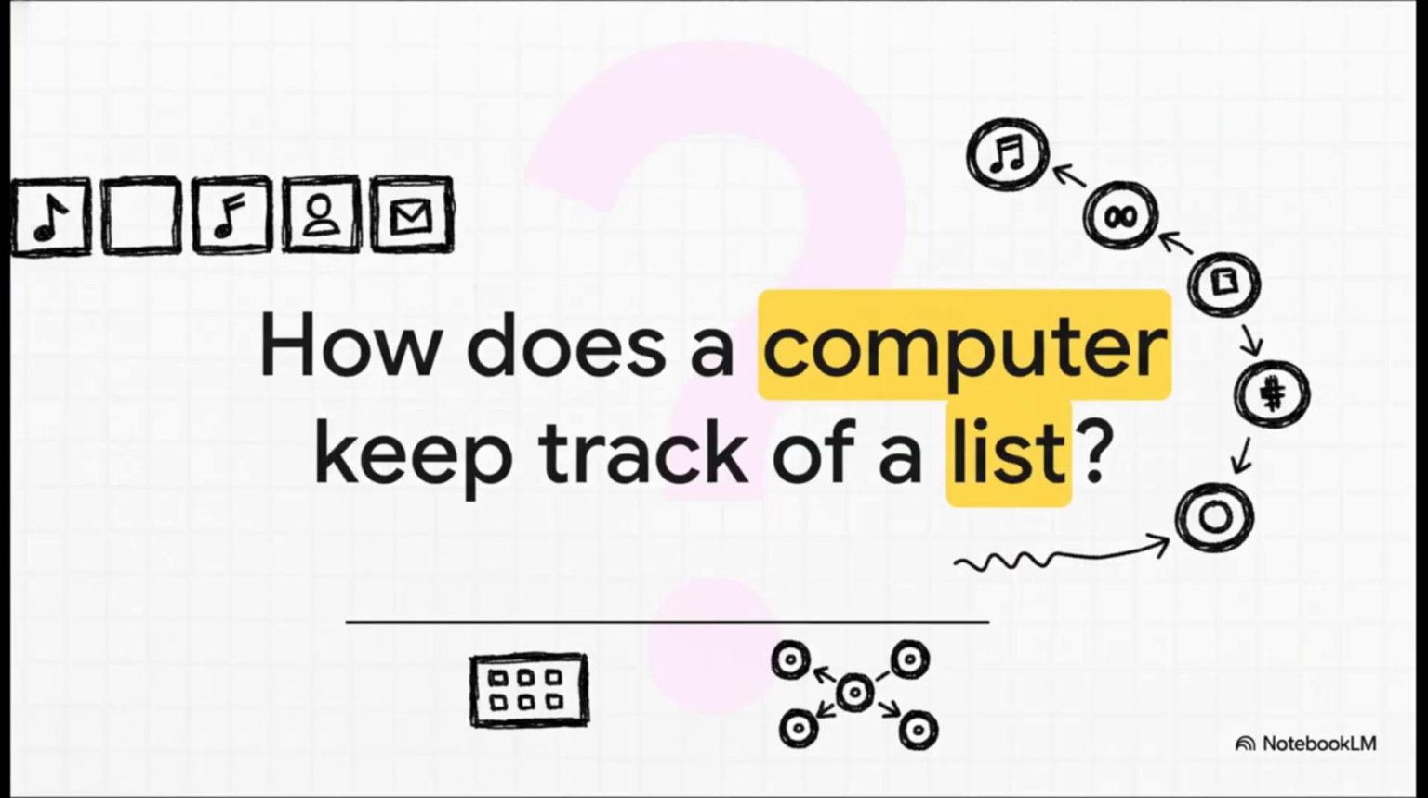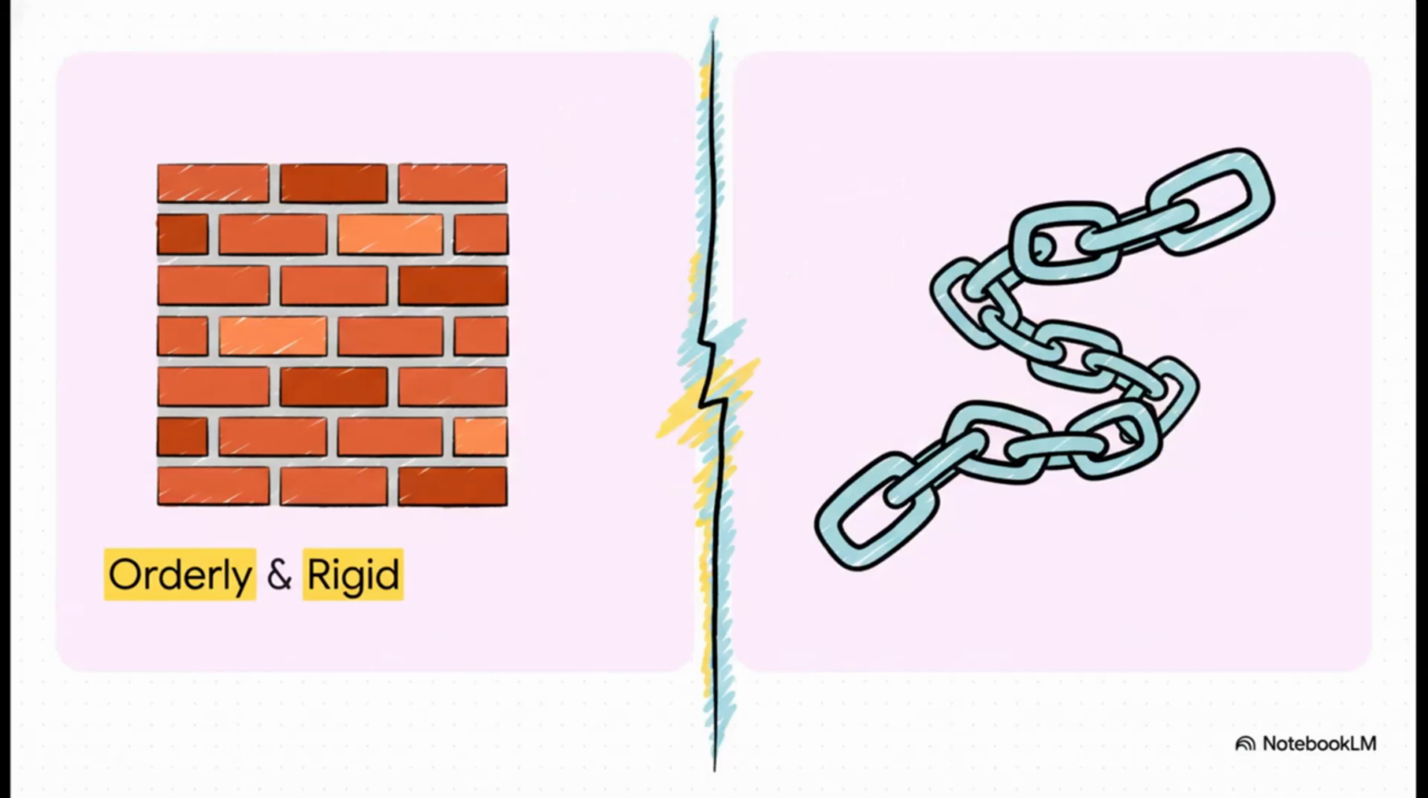All right, so let's get right into it. When your computer needs to keep track of a list, like your favorite songs, the contacts in your phone, even just the letters you're typing in a document, it really boils down to two classic approaches. And that brings us to our two main characters for today, the array and the linked list. Seriously, you can think of them as having completely opposite personalities.